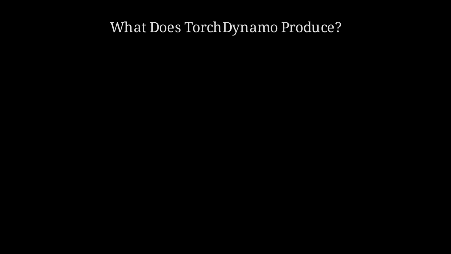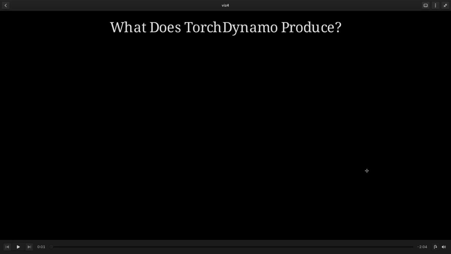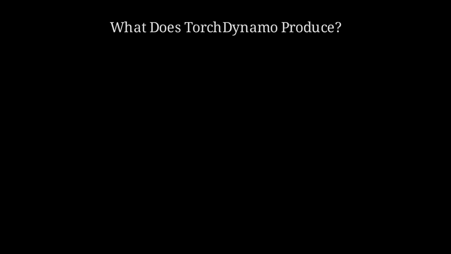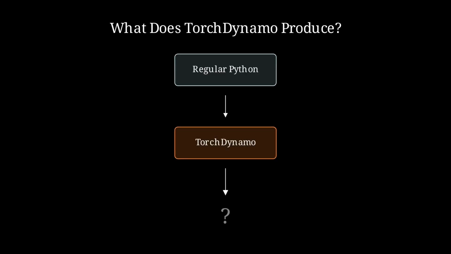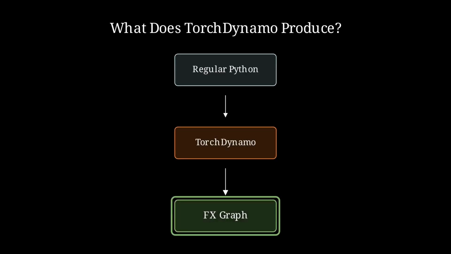In the last video, we learned how Torch Dynamo captures a regular Python program while it's executing. And instead of trying to optimize Python directly, it observes every tensor operation and records them into something called an FX graph. But that raises another question. What exactly is an FX graph, what information does it contain, and why is it so important that every later compiler stage depends on it? That's exactly what we are going to understand in this video.